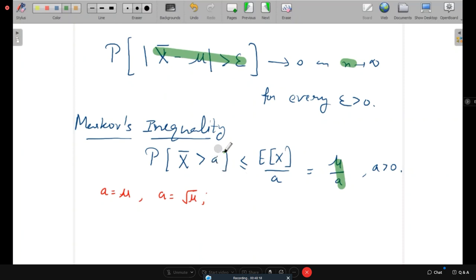So if you take a is equals to mu, what will happen? So probability that x bar is greater than mu is less than equals to 1, and that's okay, right? This is a probability property, it is obviously true. And when you take a equals to root mu, that probability of x bar is greater than root mu is less than equals to root mu, right?